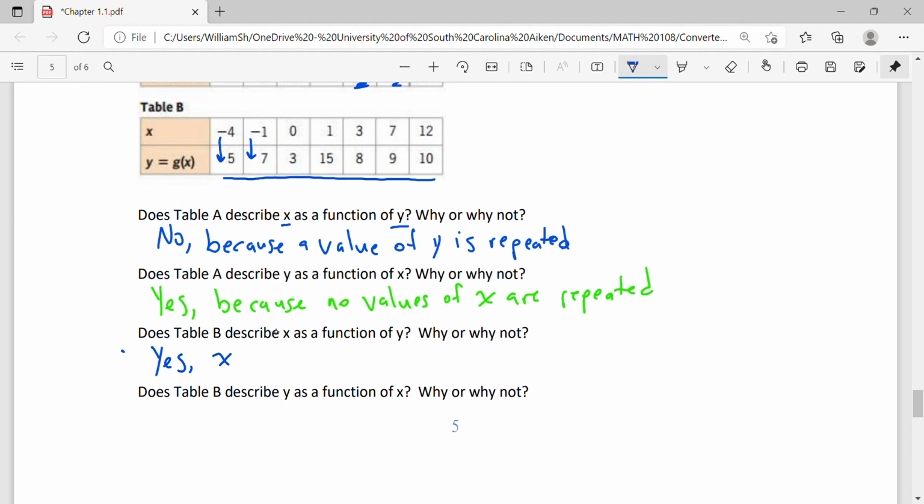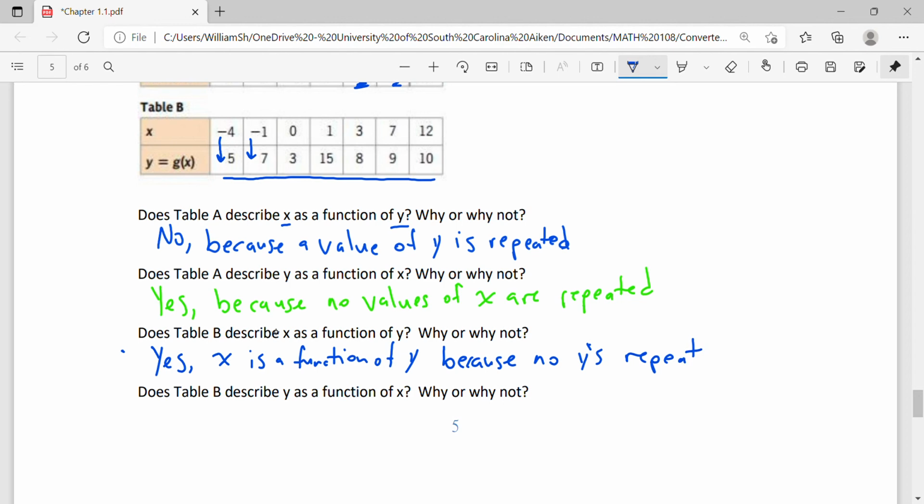x is a function of y because no y's repeat.